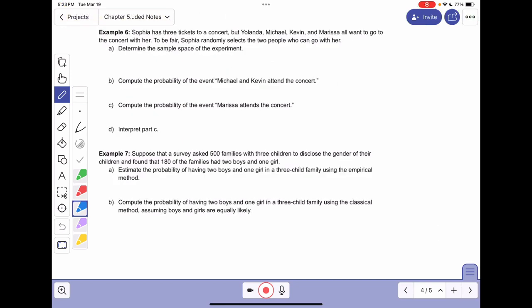All right, let's look at another problem. Sophia has 3 tickets to a concert, but Yolanda, Michael, Kevin, and Marissa all want to go. To be fair, Sophia's going to randomly select 2 people that can go with her. So determine the sample space. That's all of my possibilities. So we could have Yolanda and Michael. That's one option.